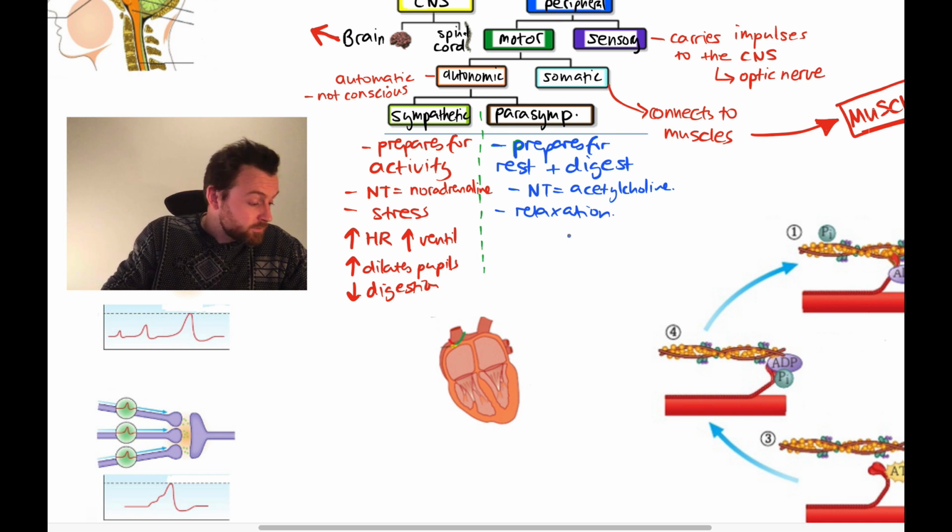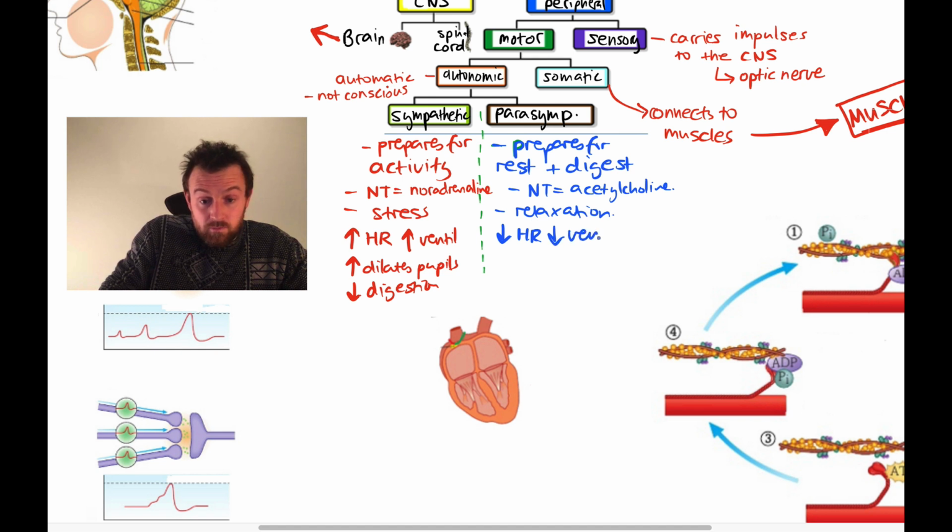The other side, we've kind of got the opposite. So it brings down heart rate, brings down ventilation, constricts pupils. So constricts pupils, that's the opposite of dilate. And increases digestion.